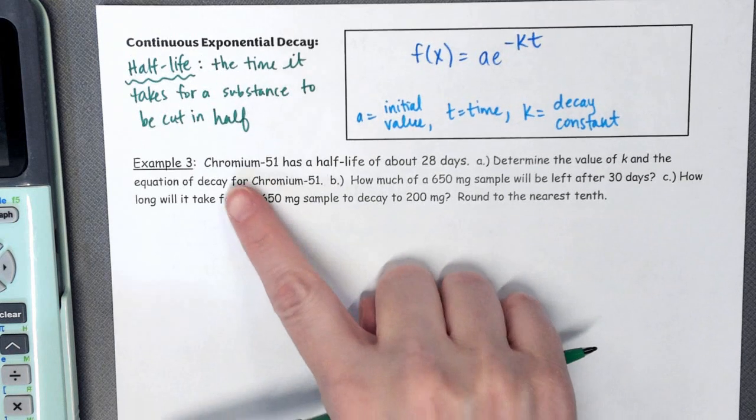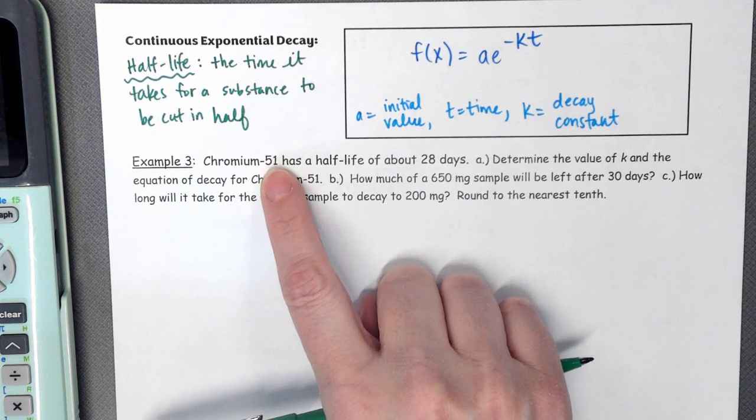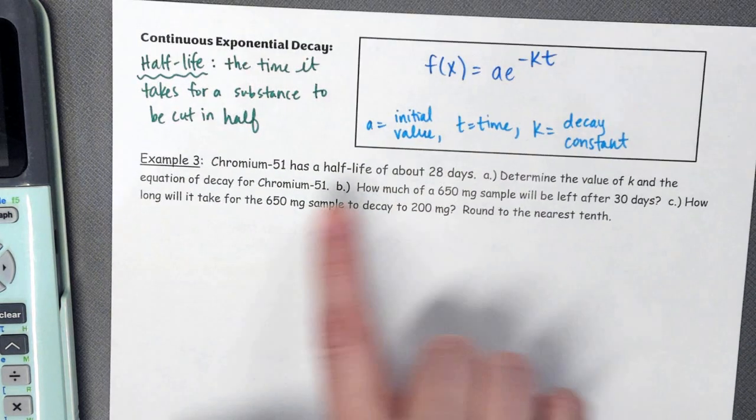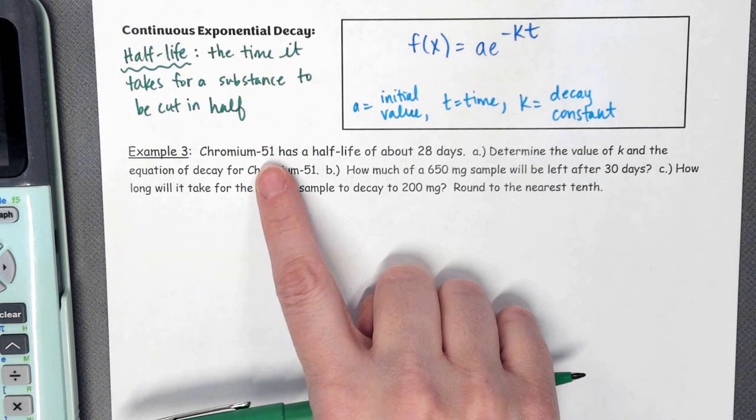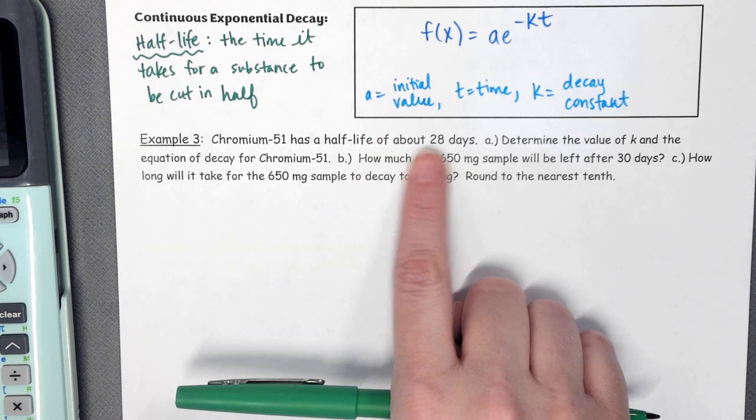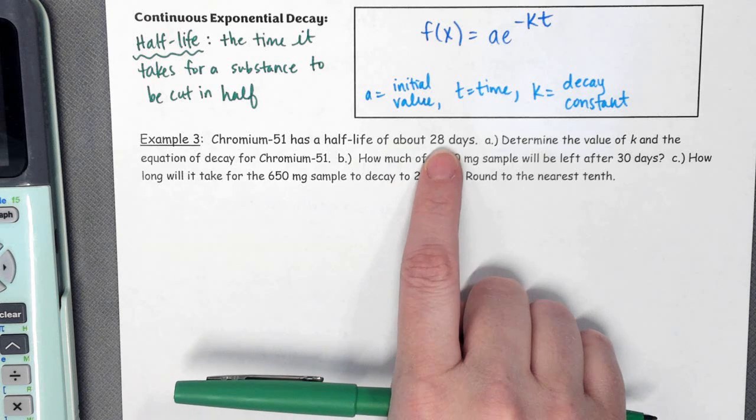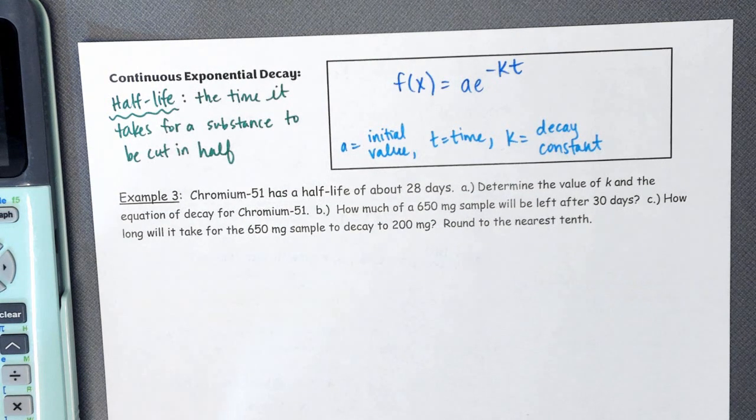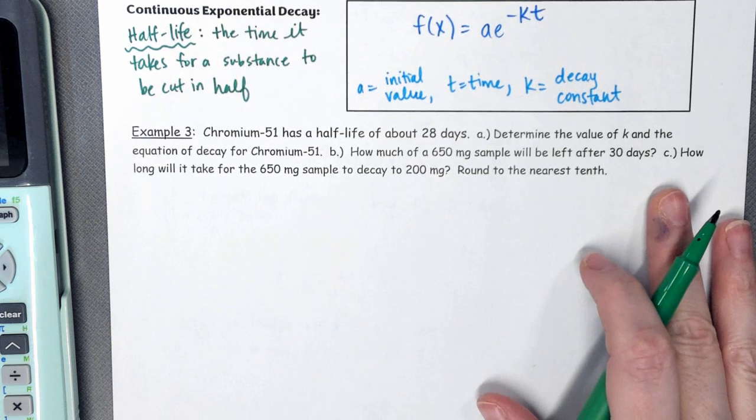So let's think about chromium-51, okay? So that has a half-life of about 28 days. So let's say I start with 100 milligrams of it. After 28 days, you would know how much is left. 50, right? If I started with 10, how much would be left after 28 days? 5. So this is always the amount of time it takes for whatever value you have to be cut in half. Okay? No matter what value you start with, it's always half of the original.